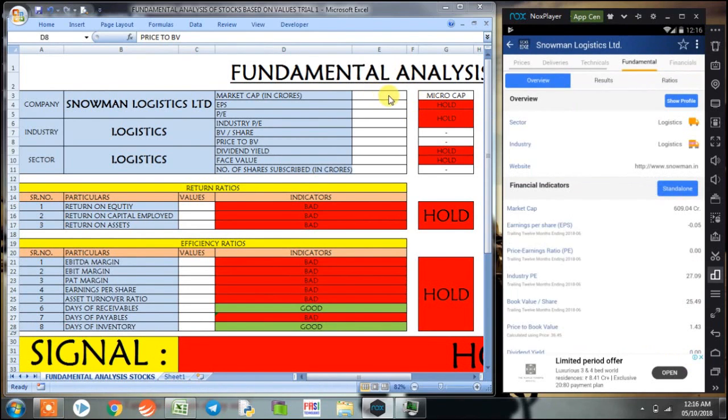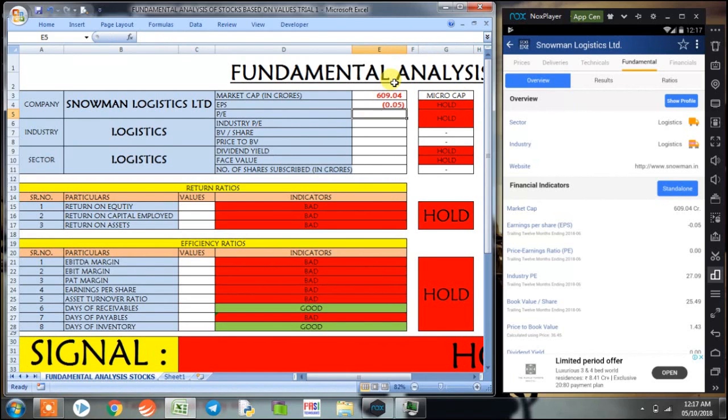Now we'll be putting all the values, whichever are there. Now the market cap is 609.04 crores. I'm sorry, it's 609.04. So it's a micro cap company. Now the EPS is minus 0.05. Because the EPS is minus 0.05, it is giving us a hold signal. Had it been somewhere about 8 or 9, it would have given us a signal for buy, but because it is minus 0.05, it's a hold signal.